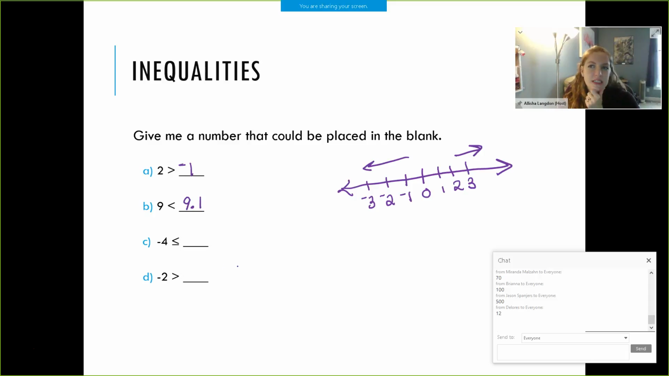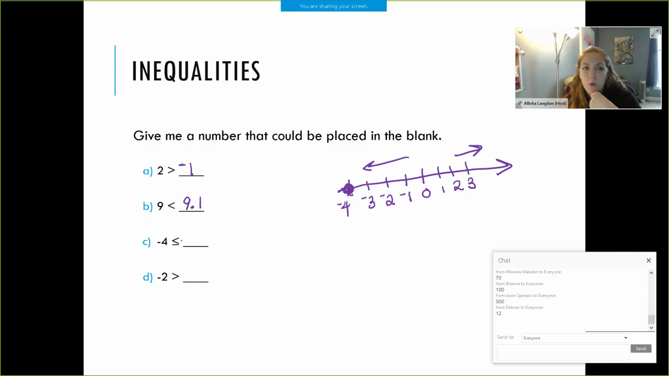Okay, so this one's a little trickier because you're looking at the number line and you're working with a negative number. And I'm going to be honest with you guys, negative numbers are the biggest culprit of mistakes. But we can work through them. So we're looking at -4. Okay, so here's -4 on the number line.